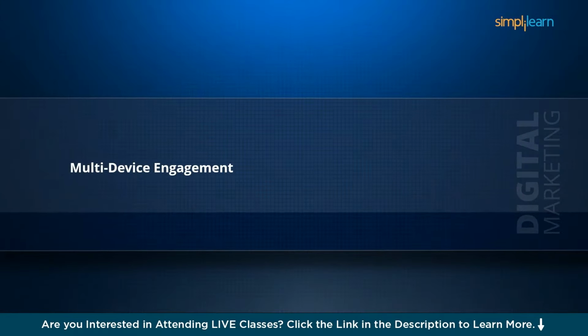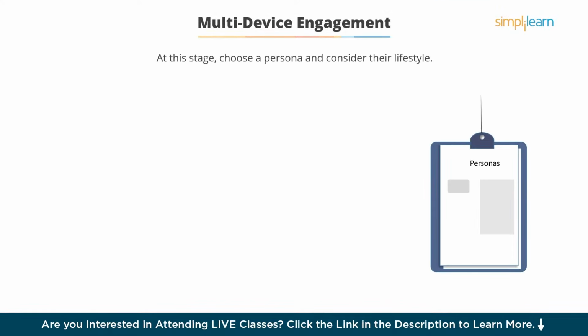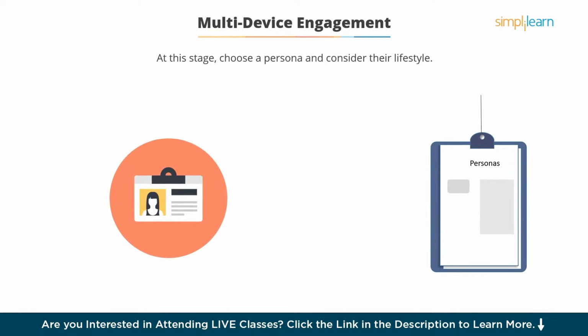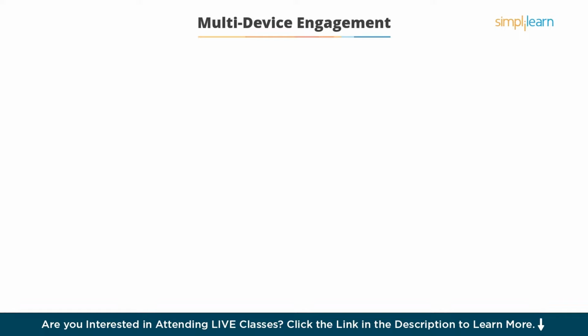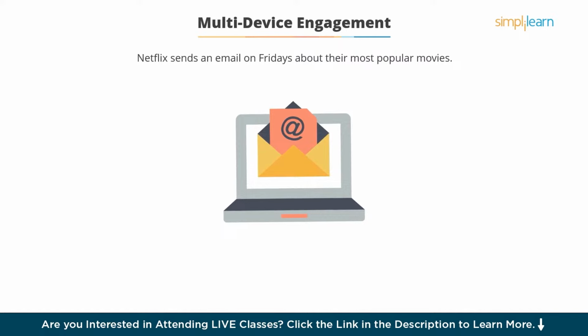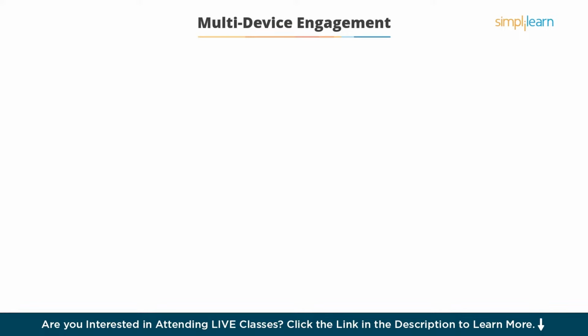Multi-device engagement. Now here's where we go back and review our customer personas. Take this time to choose a persona and consider their lifestyle, how they live. Think about their day and when they might be the busiest or the most relaxed. Many companies do this. For example, Netflix usually sends an email on Friday afternoons that shows their most popular or new movies. Well, it's no wonder. Most people are already checked out on a Friday afternoon, and they're looking forward to relaxing and catching a movie. They are most receptive to this message at this time.